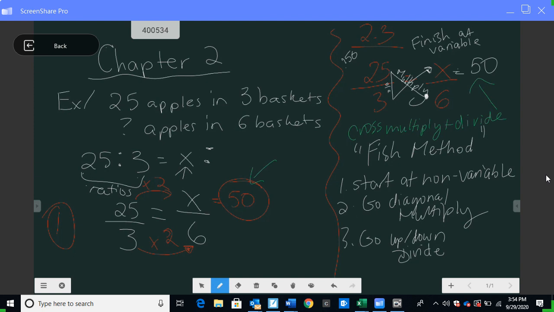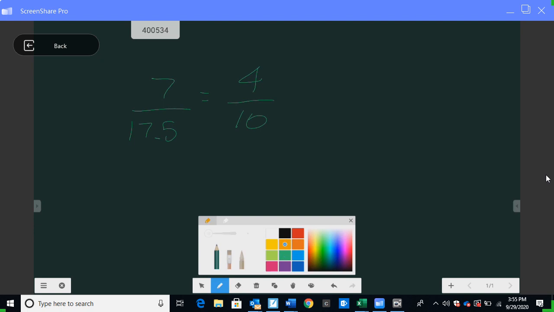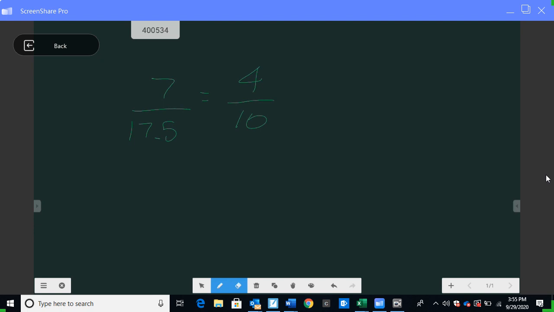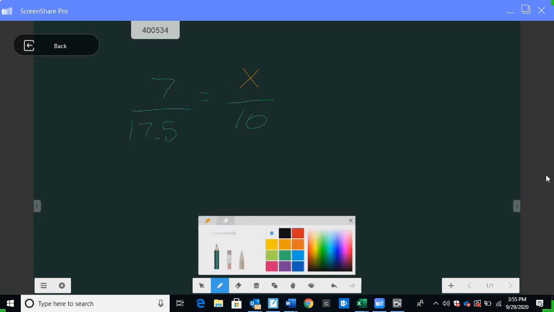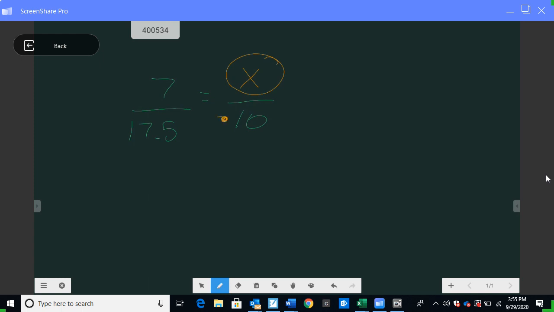All right, so if I was to create a new one, for example, let's say I had 7 over x is equal to 4 over 10. To do the fish method, I would start at that unknown. So there's my variable, and I need to start at the one opposite to it, so I'm starting at the 10. Then I'm going to go diagonally and multiply. 7 times 10 is 70. And then from there I'm going to go down for this one and divide. 70 divided by 4 is going to give me my answer.